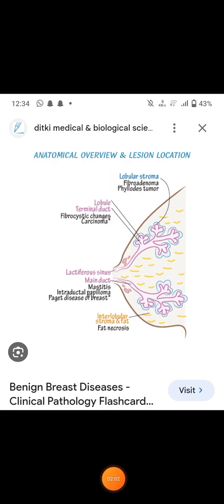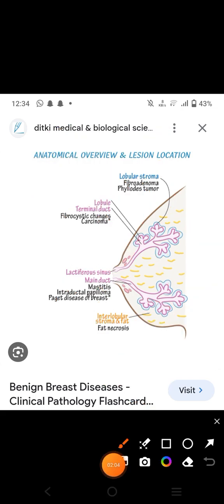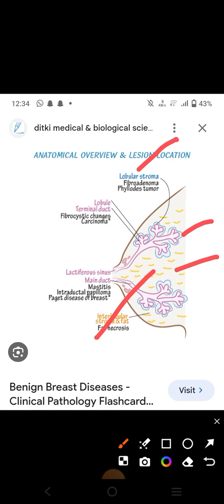Here you can see that inside this sky blue outline is intralobular stroma, and the yellow dotted lines show interlobular stroma. It is shown in this picture that in intralobular stroma, fibroadenoma and phyllodes tumor can occur, and in interlobular stroma, fat necrosis can occur, which is nothing but an inflammatory lesion of the breast.